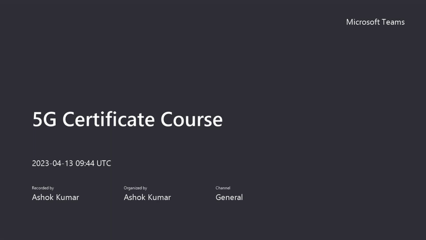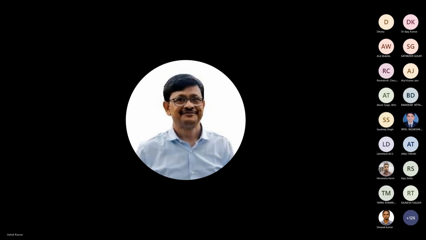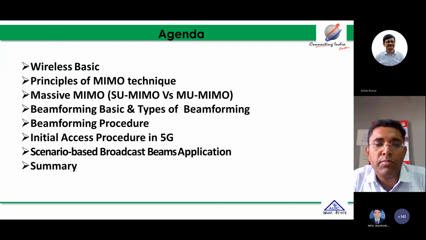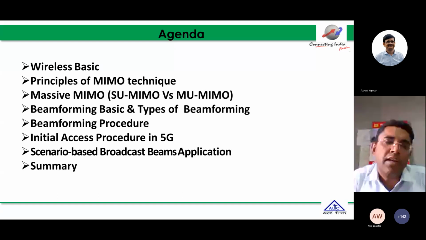We will discuss the principles of MIMO technique, what MIMO techniques and what MIMO orders are used in 3G and before that, and after that in 4G and 5G. Then we will discuss the detail of the massive MIMO, single user MIMO and multi-user MIMO, and what are the functionality used in the NR FDD mode and NR TDD mode.